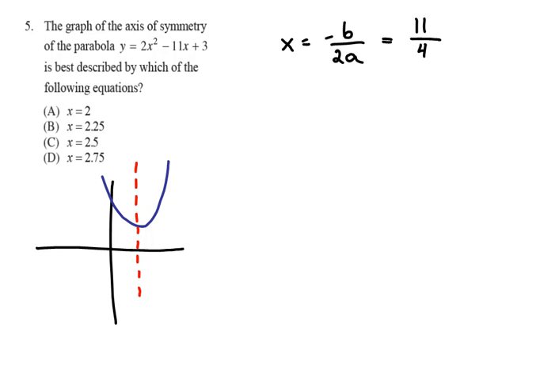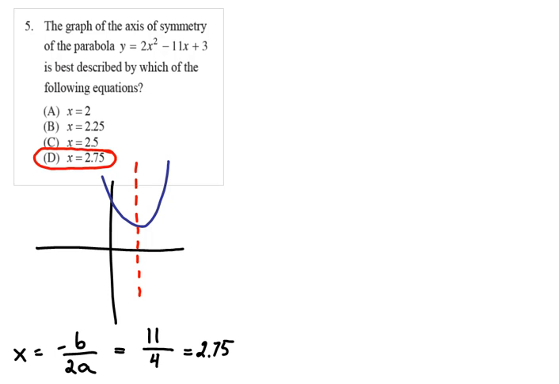And so we have here that x would be equal to 11 over 4. And 11 over 4 would be equal to 2.75, and so that would be answer D. So that's one way of doing it.